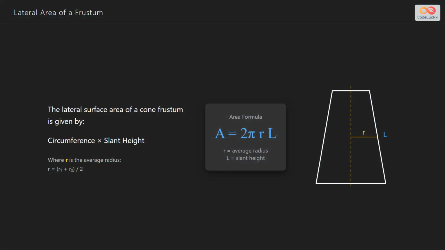Let's look at the geometry of a single frustum. The lateral surface area is calculated by multiplying its circumference by its slant height. Since the radius changes from the top to the bottom, we use the average radius, denoted here as r, so the area formula is simply 2 pi times the radius times the slant height, L.